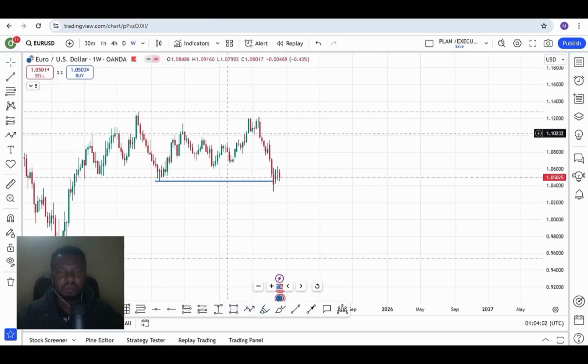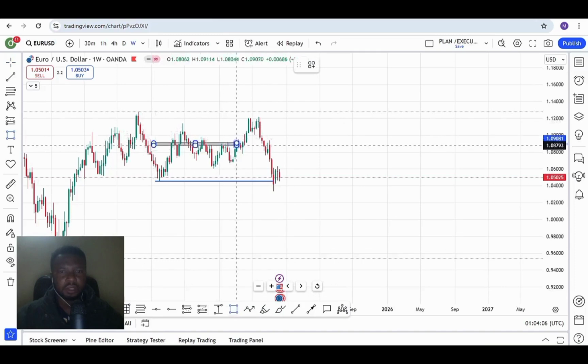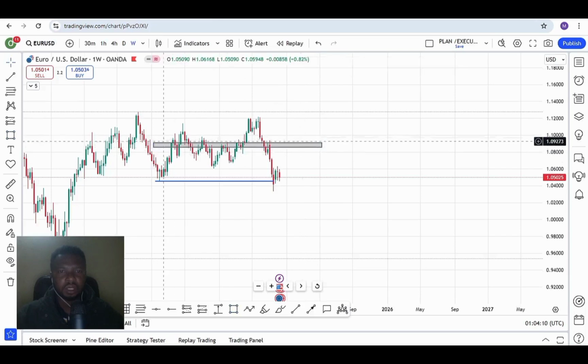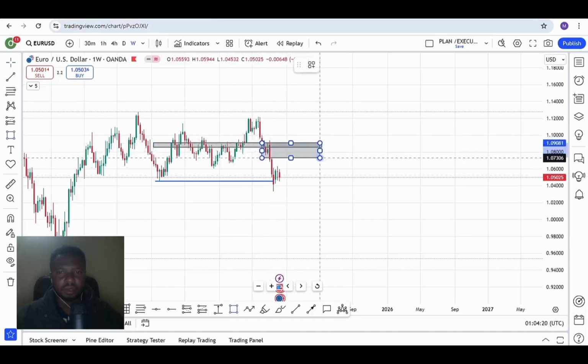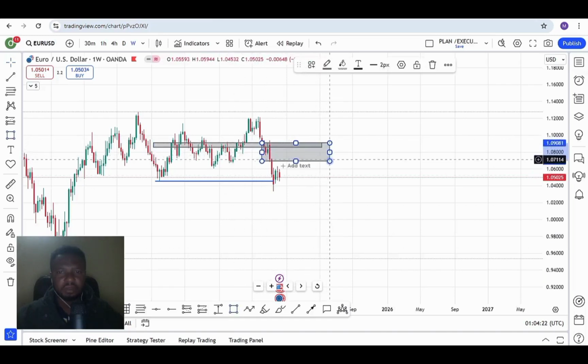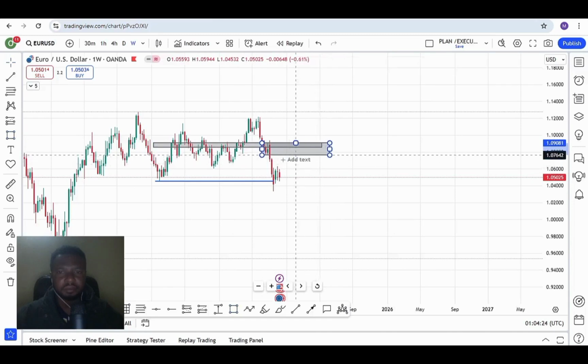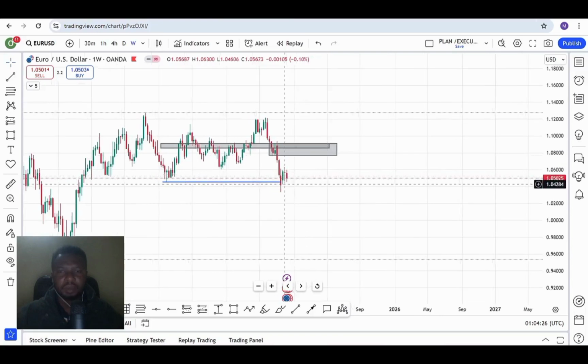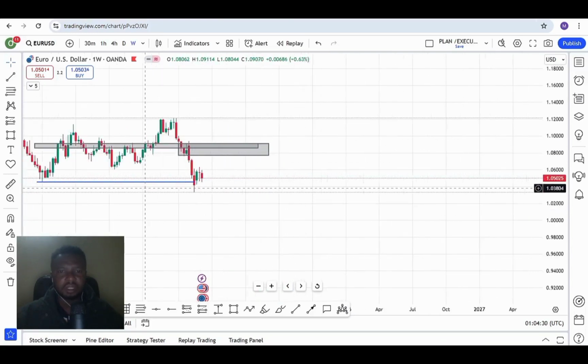So I'm looking at this zone here. Okay, this resistance zone, I'm still looking that price will come and test it, or better still this supply zone here on the weekly. As you can see, we have this supply here. So I'm hoping that price will come all the way to this supply before trading downwards.